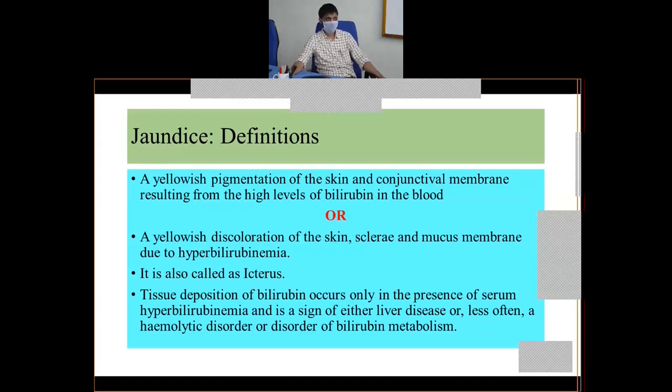jaundice. And it is one of the manifestations of liver disease, or less often a disorder of the blood, that is a hemolytic disorder, which we also call hemolytic anemia, or itself a disorder of bilirubin metabolism, where either conjugation doesn't take place in the proper way, or the bilirubin is not taken up by the hepatocytes in the proper way, or the bilirubin disposal from the body is impaired. That can lead to hyperbilirubinemia.